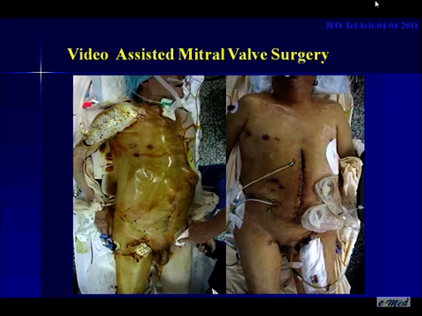For instance, who would like to have a sternotomy here when you have an infected laparotomy, or here when you have a tracheostomy? So in this situation, the use of a minimally invasive approach is very efficient and particularly logical.